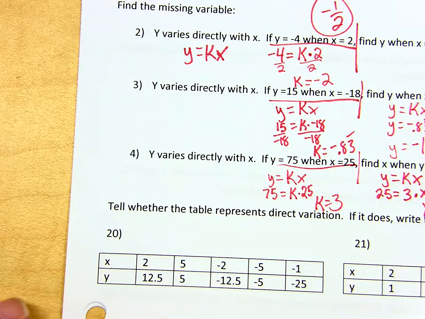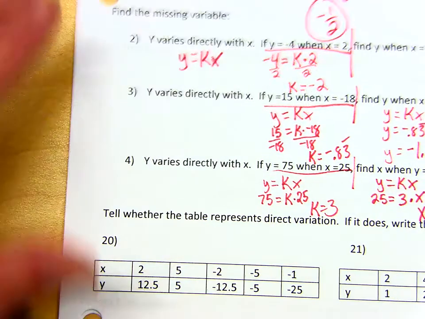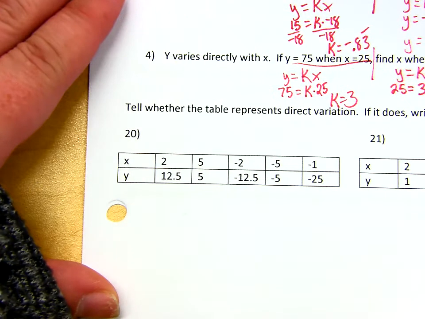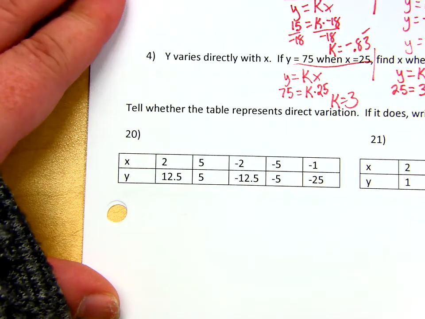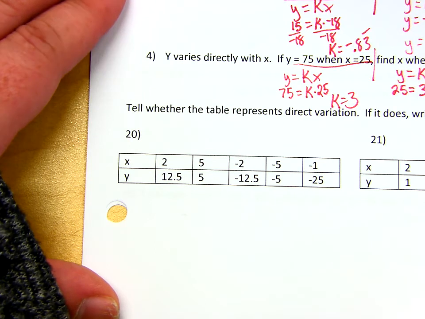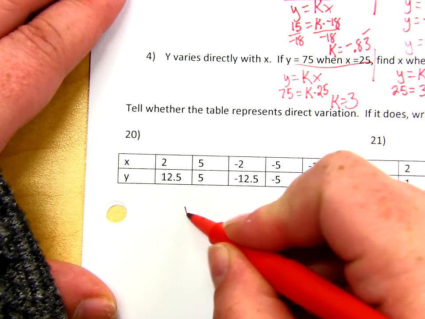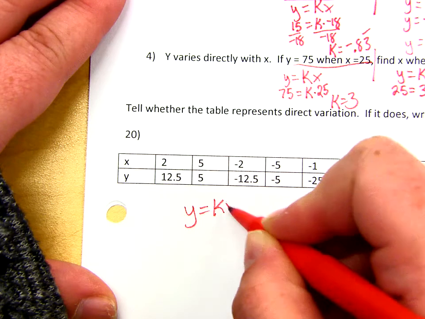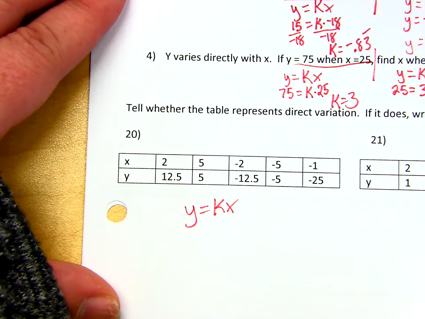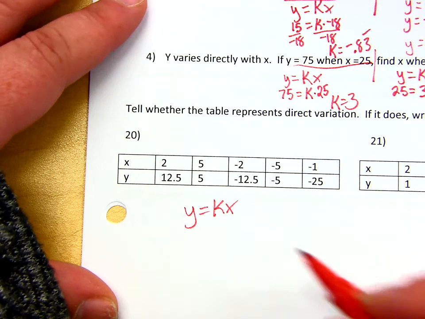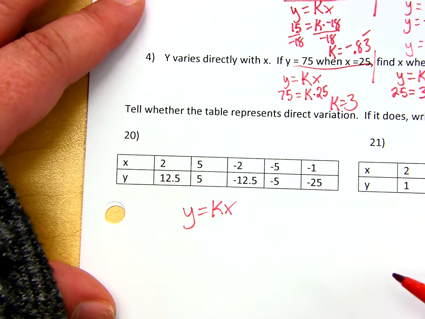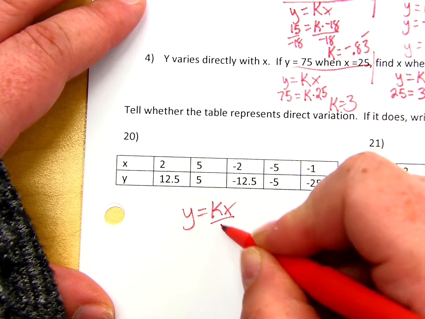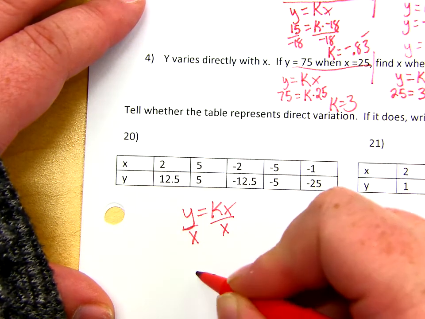So, in this next problem, you are given a chart, and you are asked to tell if the chart shows direct variation or not. There's a very easy way to test for it, okay? Remember, direct variation is y equals kx, right? So what I like to do is get k all by itself. So I just divide both sides by x.